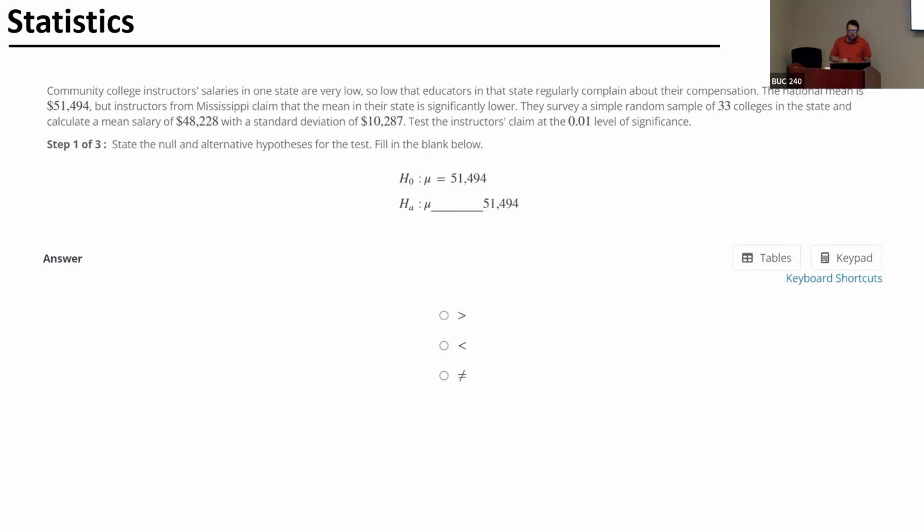What's that? I've got a less than. Does anybody disagree? How do you know it's less than? Significantly lower. Very good. Significantly lower. That's the guy we're looking for right there. So significantly lower, less than, put that there. And that is what type of test? Left, right, or two-tailed? Left. Left-tailed test.